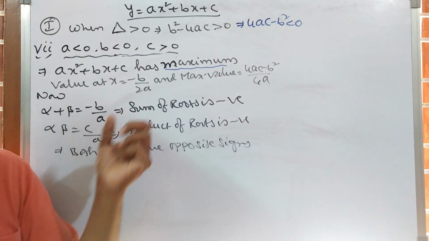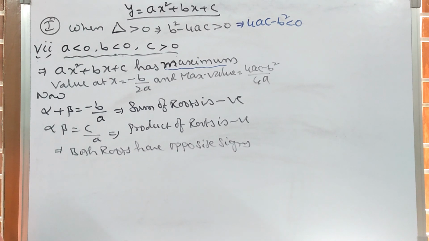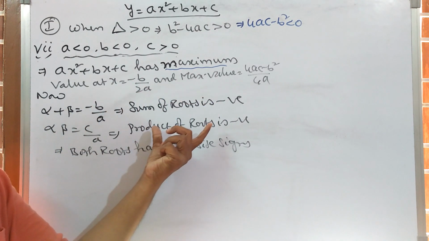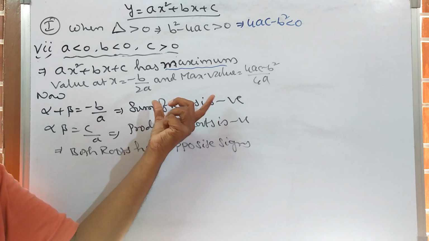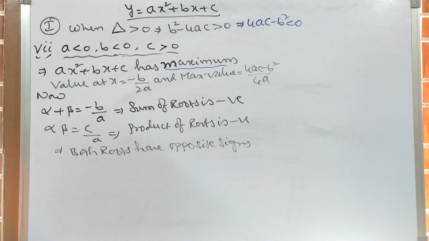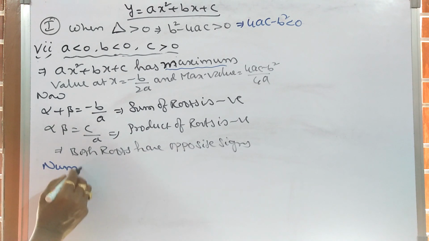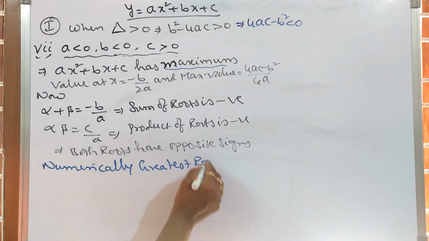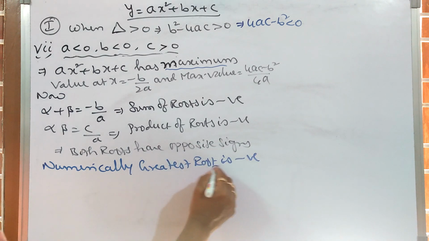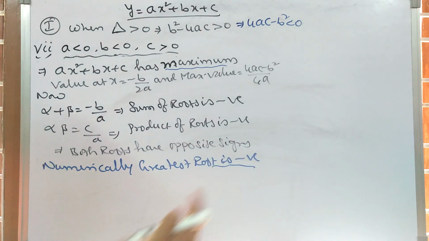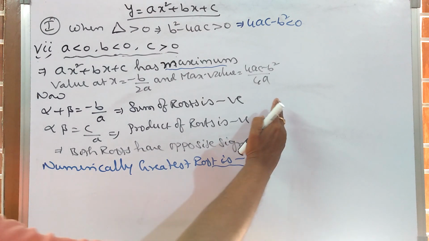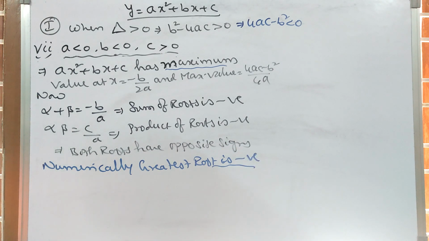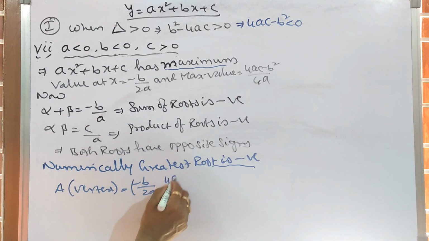And coming to the sum of the roots: since the sum of the roots is negative, and already we know that one root is positive and another root is negative, the numerically greatest root is negative. Numerically greatest root is negative. That means the curve, when compared with the positive x-axis side and negative x-axis side, the distance is greater wherever it intersects the x-axis.